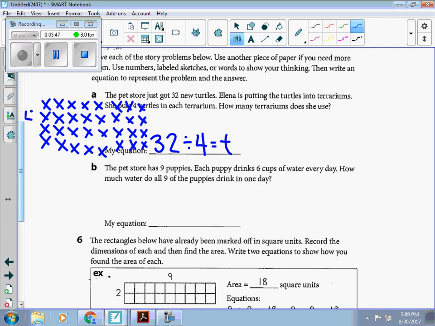And I see if I have 4 on the side, then I have 8 on the top, so it must be 8. If you didn't use that strategy, then that's okay.